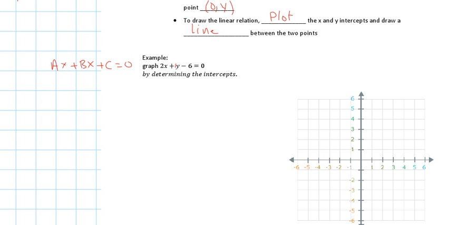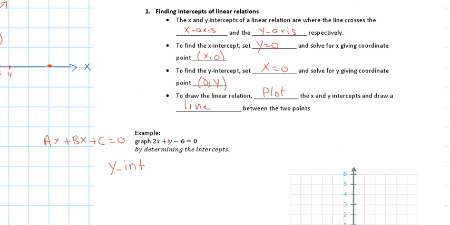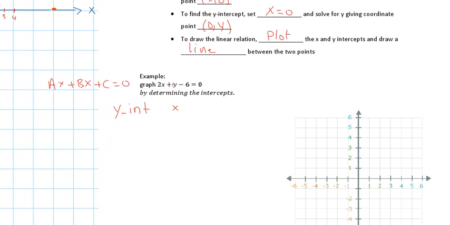Now, to find the intercepts, what do I do? What did I say first? Let's find the y-intercept first. So to find the y-intercept, what do I do? I'm going to go back here. To find the y-intercept, set x equal to 0. You see where your x is? You're going to replace your x by a 0. Okay? So it's going to be 2 times 0 plus y minus 6 equals 0.